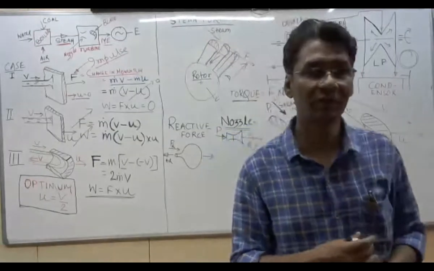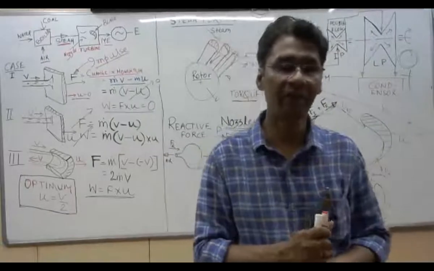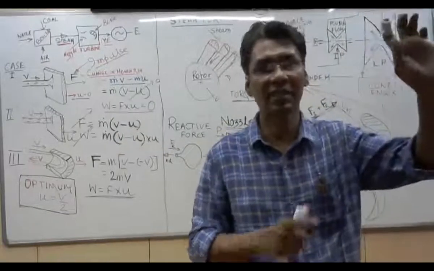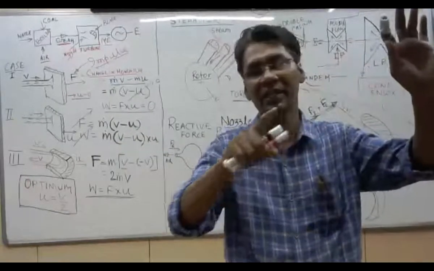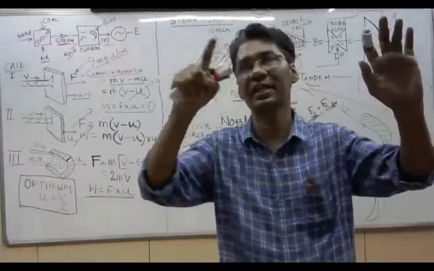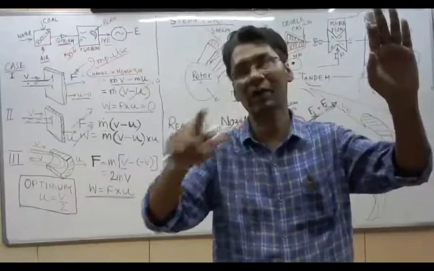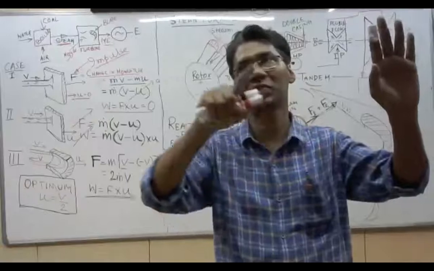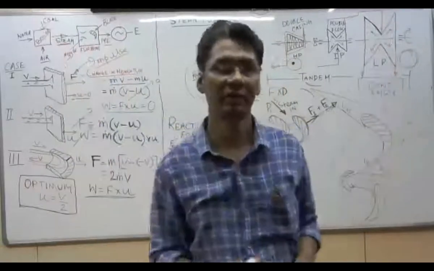The size of the blades in different stages of the turbine is different, because the high pressure steam's pressure is continuously getting down. That means the blade size is getting bigger. If the pressure is getting down, the volume is getting higher, so the size of the blades goes higher.